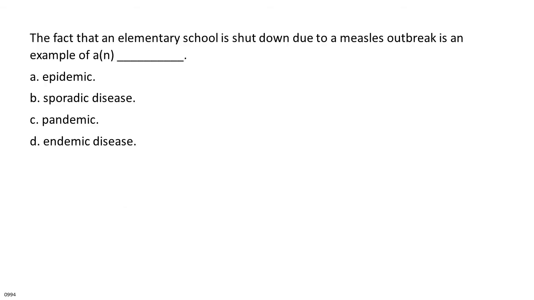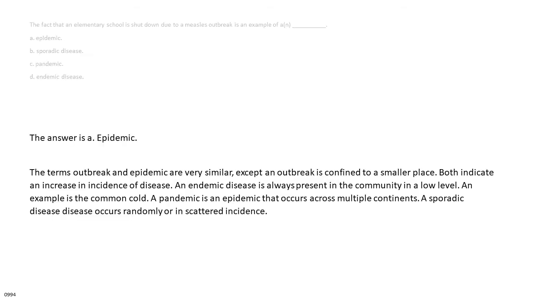The fact that an elementary school is shut down due to a measles outbreak is an example of an: A. Epidemic. B. Sporadic disease. C. Pandemic. D. Endemic disease. The answer is A. Epidemic.